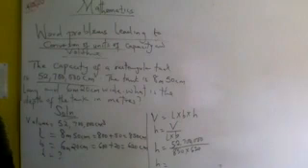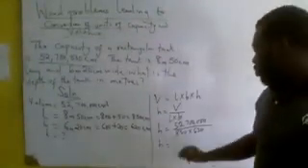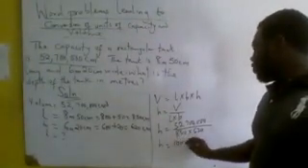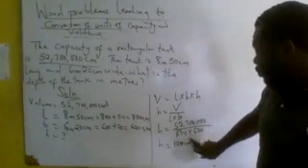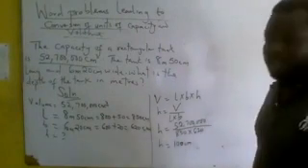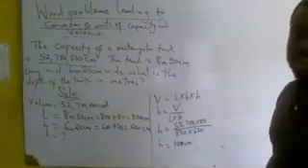So that will give us 100. Of course, what will be the unit? That is 100 centimeters cubed. Not centimeters cubed. Centimeters.